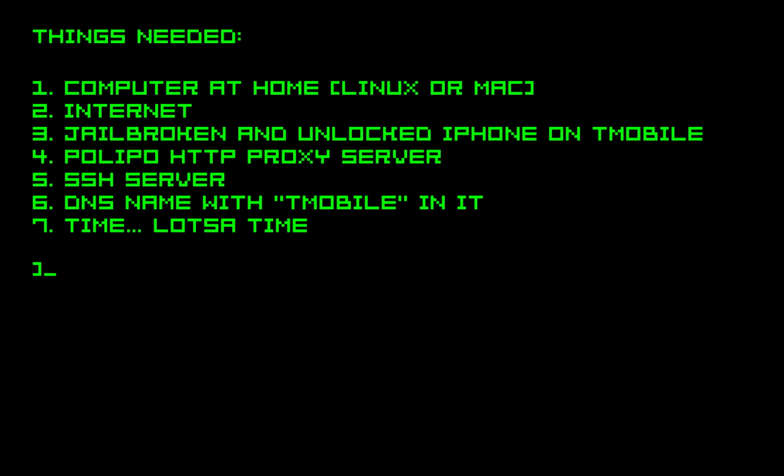And in order for us to put the software that we're going to need on it, it has to be jailbroken. We're also going to need an HTTP proxy server running on the computer at home. For this tutorial, we're going to use Polipo HTTP proxy server. Then you're going to need to be running an SSH server on that computer. And you're going to have a DNS name, could be anything, as long as it has the word T-Mobile in it somewhere.